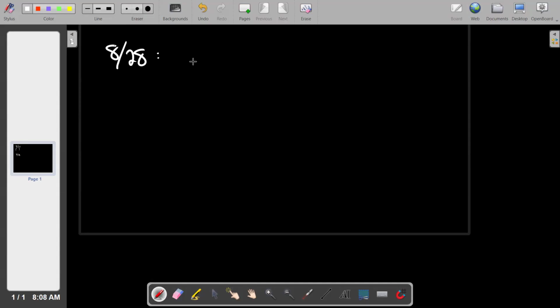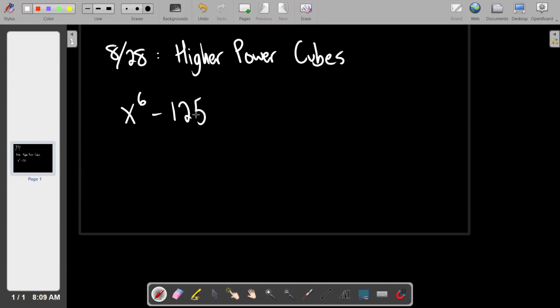Today is the 28th, and we're doing more sums and differences of cubes, but these are going to be higher power cubes. And our discussion that started the lecture yesterday is going to pay dividends here because I won't have to go through the introductory idea of what is a cube and what is not a cube. So we're going to start with this example, x to the sixth minus 125. As this factoring unit gets harder and harder, I cannot stress enough the importance of you being able to look at a factoring problem and identify it.